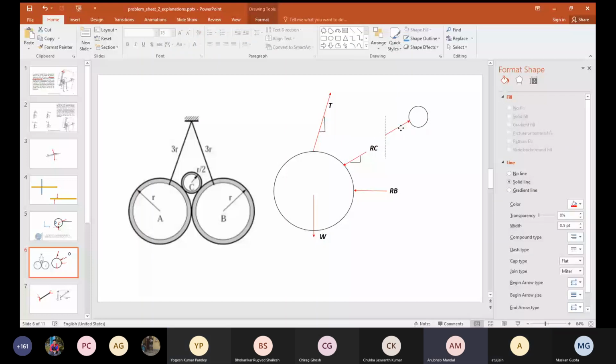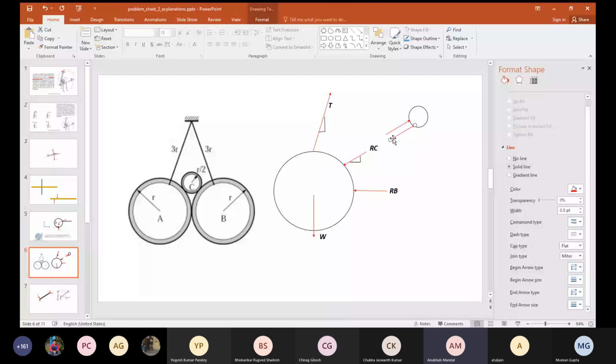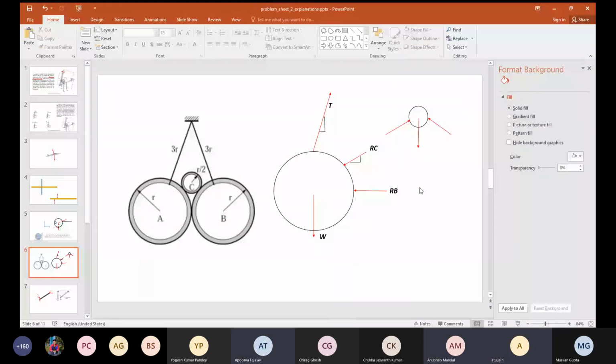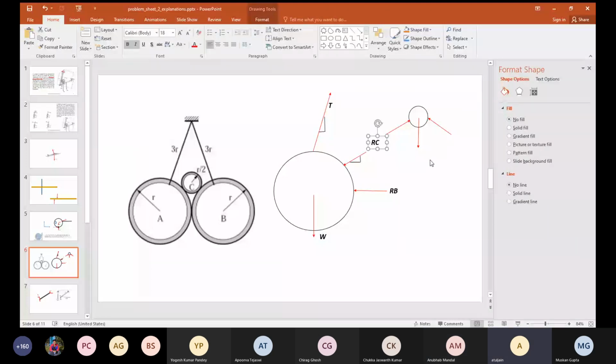Two normal forces and the weight. Two normal forces from A and B, and the weight of C, something like this. Will these two normals be equal? Yes, equal and opposite, RC. This is also RC, both of them are RC, and this is W, because the entire thing is symmetric.